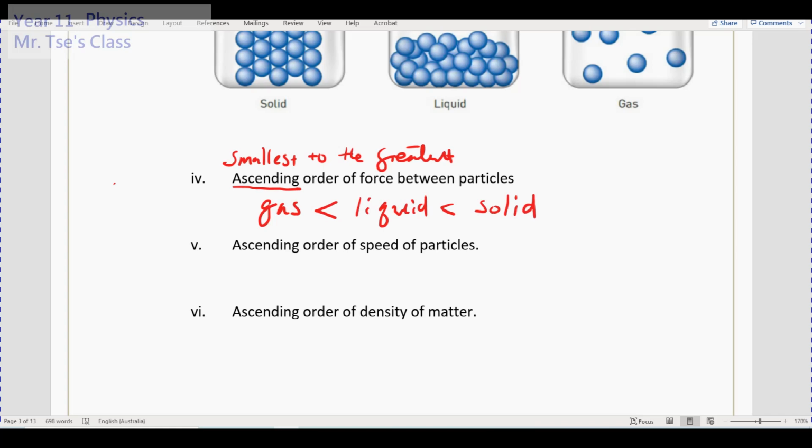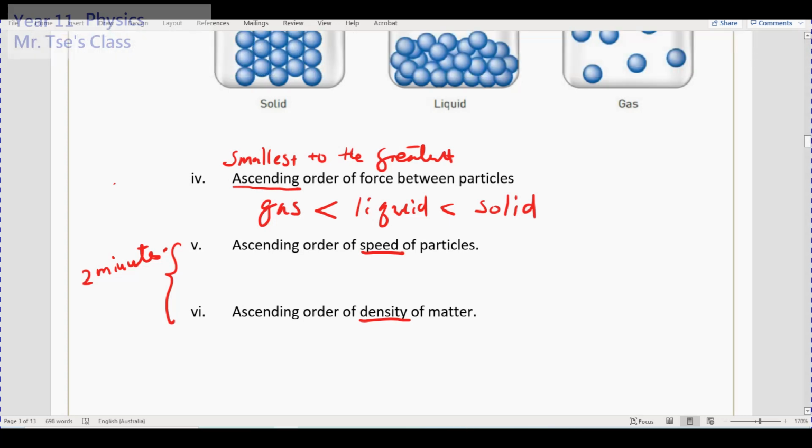So how about the ascending order of speed, meaning how fast they're moving, and also the density of matter? I'll give you 2 minutes to think about that. Take your time to think and fill in your answer right here. I will pause the video so you can work for those 2 minutes. I hope you've got your answer. You've done your thinking, right?